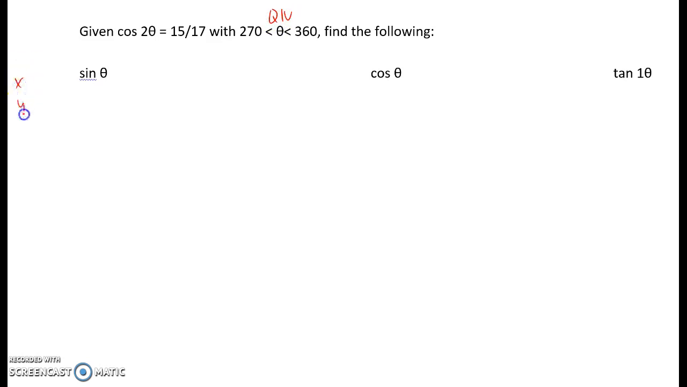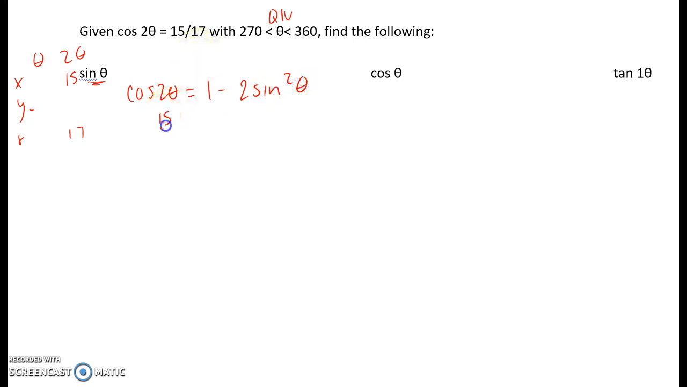So if we do our XYR chart for theta and 2 theta, we know for 2 theta that we have 15 and 17. And we know that theta is in quadrant 4, therefore the x is positive and the y is negative. Okay, so we want to find sine of theta. There are 3 different formulas for cosine of 2 theta, so let's use the formula that only has sine. So we'll say 1 minus 2 sine squared theta.